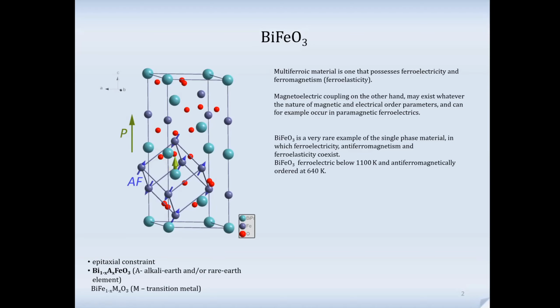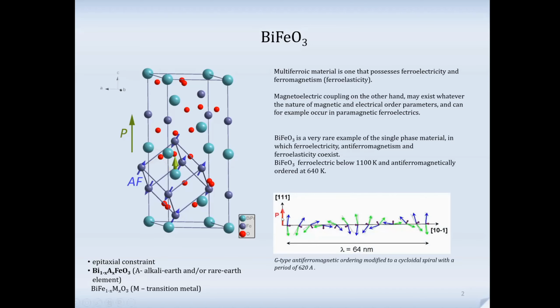And the main problem of this material is that it's an antiferromagnet. To speak about possible applications, we have to have both ferroic orders active, electric and magnetic, I mean ferromagnetic, or at least with some remnant magnetization. In the antiferromagnetic phase, we have cancelled remnant magnetization. And moreover, this antiferromagnetic structure is modulated. It has quite a long modulation period, 64 nanometers.